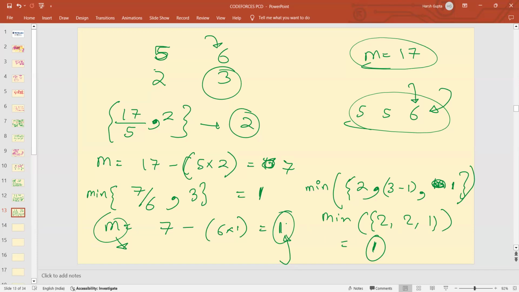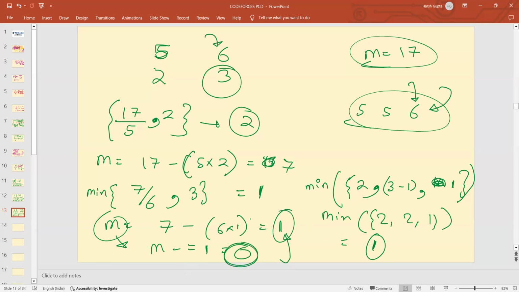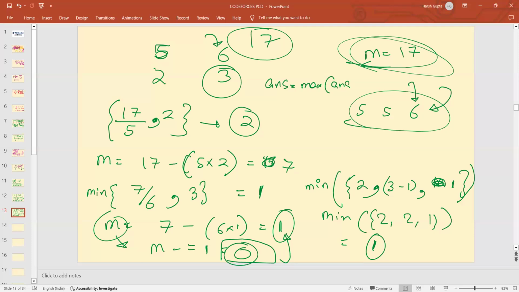Once I do so, I know my cost m will get reduced by 1. So m becomes m minus equals 1, so it will become 0. And I know what my original m was. My original m was 70. The final cost that I am left with is 0. So the answer is the max of answer, comma, 70 minus 0, which is 70, definitely, isn't it?